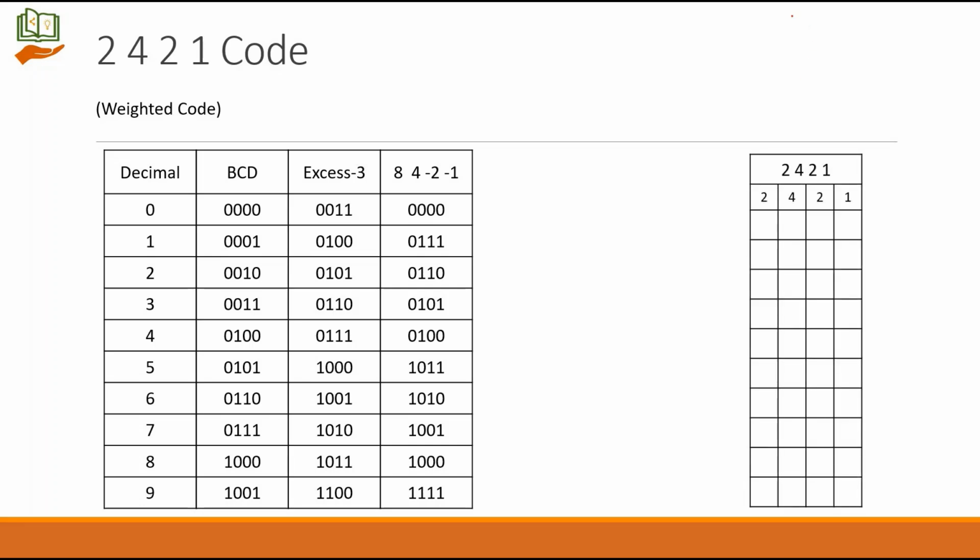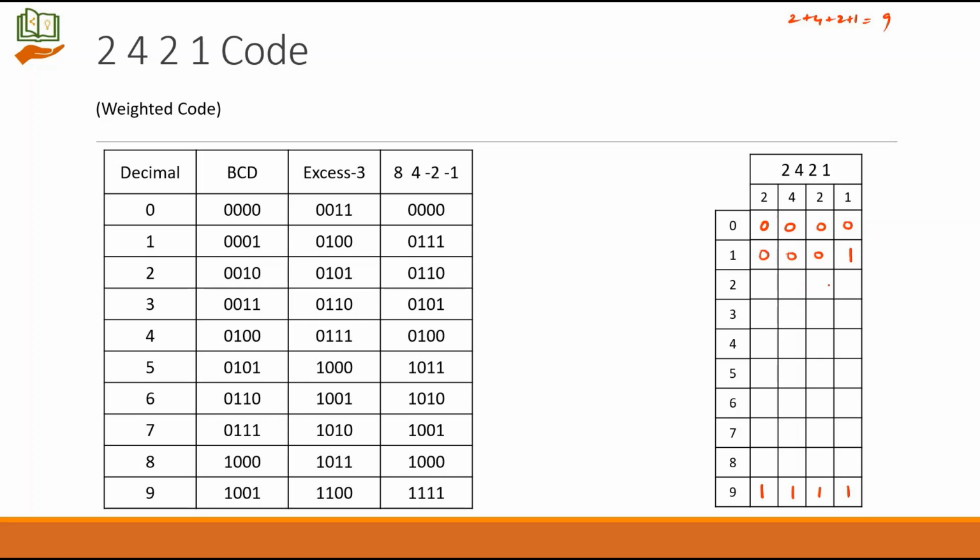So what is 2 plus 4 plus 2 plus 1? It gives 9. So you can represent from 0 to 9. Let's take 0 first. We'll have zeros everywhere. I'll start with 9. 2 plus 4 plus 2 plus 1 will give you 9. So I'll give 1 everywhere. Now let's go for 1. Only under 1 I will have 1. The rest of the places will be 0.